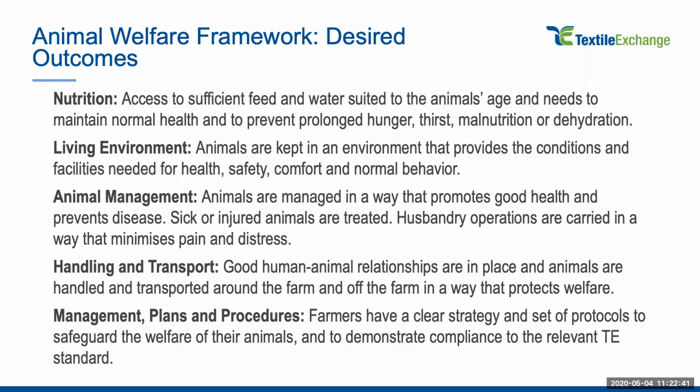For the living environment, it's an environment that provides the conditions and facilities for health, safety, comfort and normal behaviour. Animal management, which is quite often the biggest topic, because that's all the management aspects that are going on, like the husbandry operations, which could include things like castration, or for other species, tail docking, disbudding, dehorning, and that sick or injured animals are treated. Handling and transport, that this is done with good human-animal relationships for handling, and handling and transport is done in a way that protects welfare.